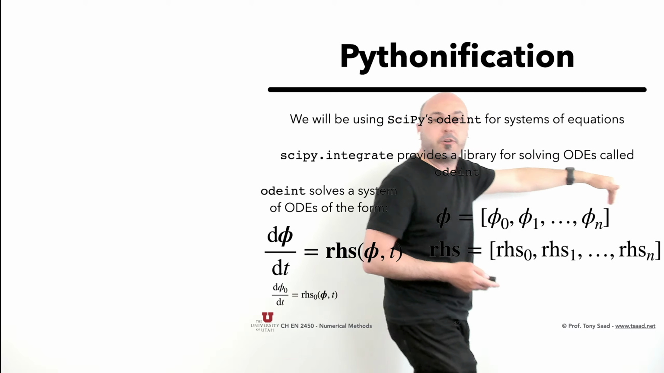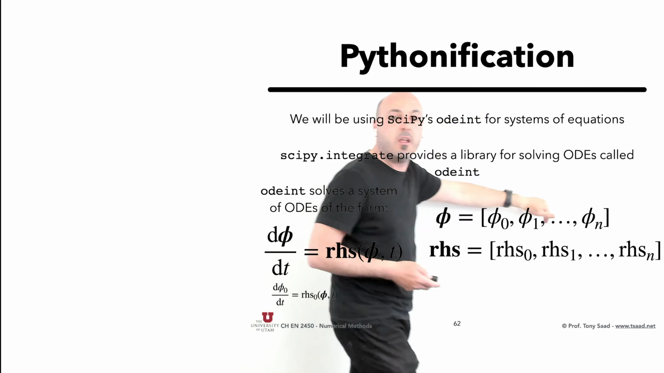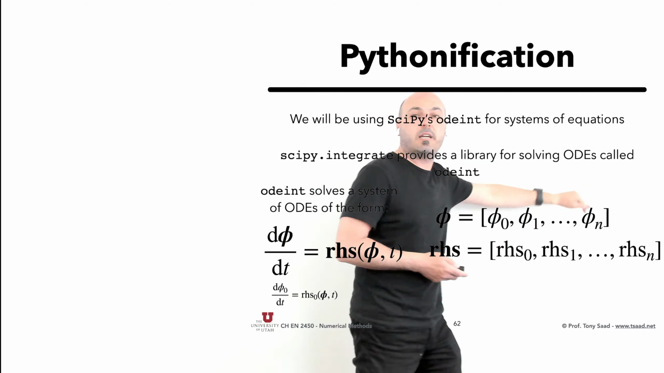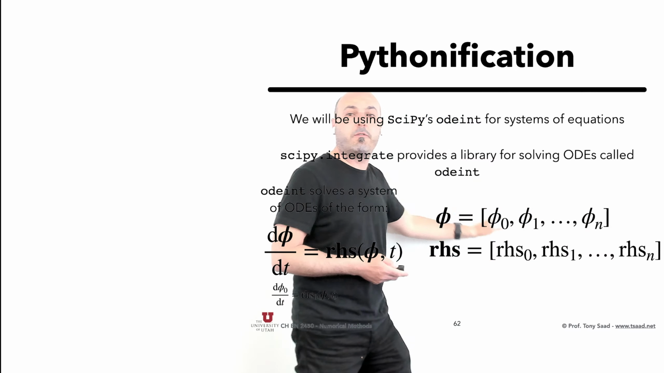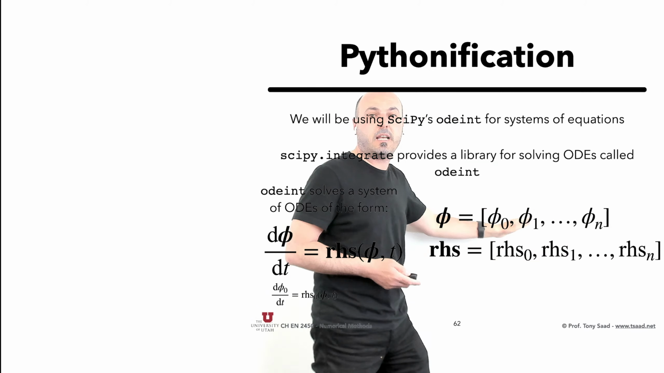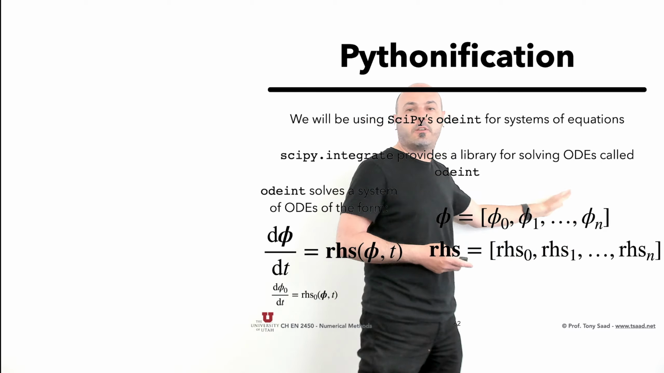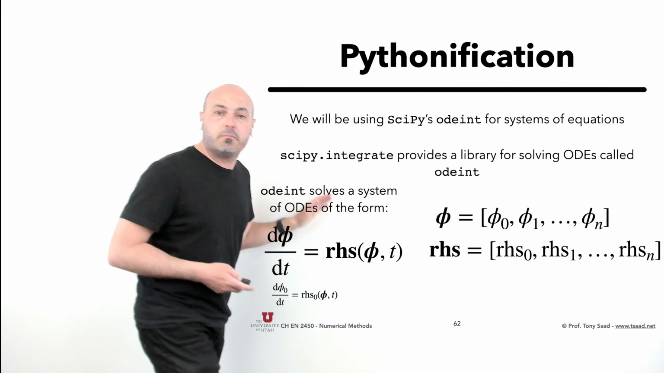killed, or whatever you want, socially distant, etc. And each one of those ODEs has a corresponding right-hand side. Okay, RHS0 for phi 0, RHS1 for the second ODE, RHS3 for the fourth ODE, etc. Okay, and so on and so forth.